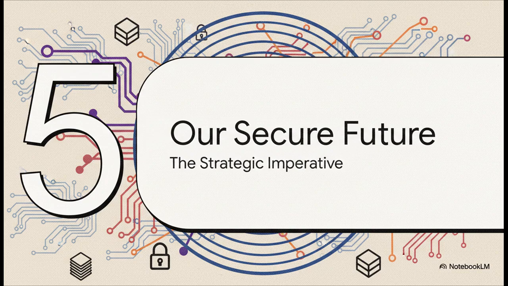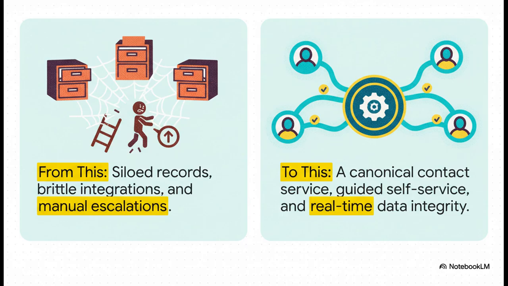So let me wrap up by zooming out to the strategic imperative here. This is so much more than just a technical fix. This is really a fundamental shift in how we build our products and, frankly, how we do business. We are literally transforming our foundation. We're moving from what feels like a house of cards to a fortress. We're getting away from siloed records and painful manual escalations and moving toward a single source of truth, a canonical contact service with guided self-service flows and real-time data integrity. We are finally moving from a reactive model to a proactive, governed one.